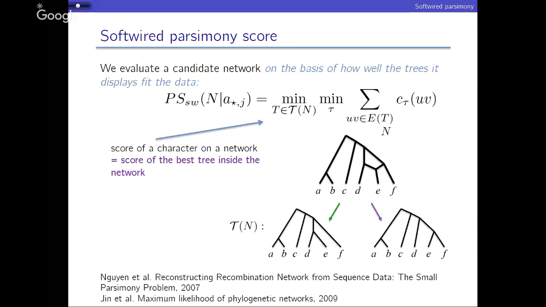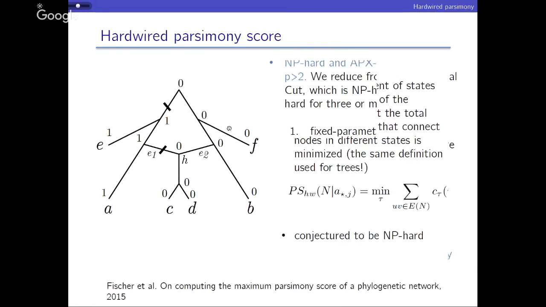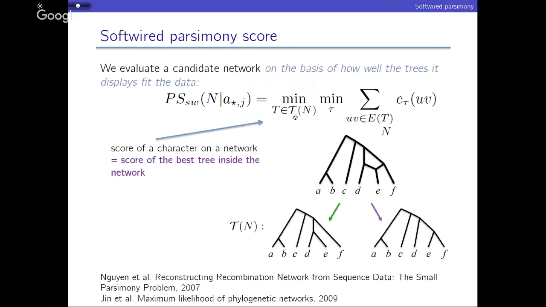And this score is very easy to describe. So what we do is we compute the minimum of the parsimony score over all trees that are displayed by the network. Here is the set of trees displayed by the network, big tau of N. So this is the definition of parsimony score for a tree, and we minimize over all trees displayed by the network.